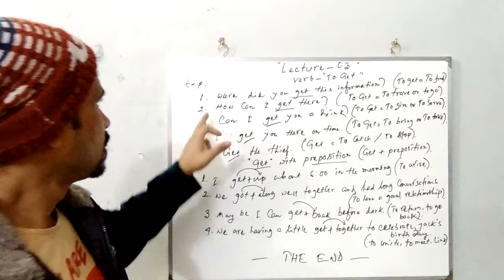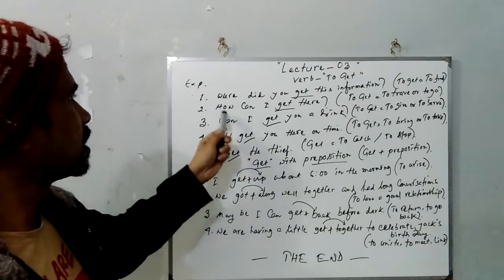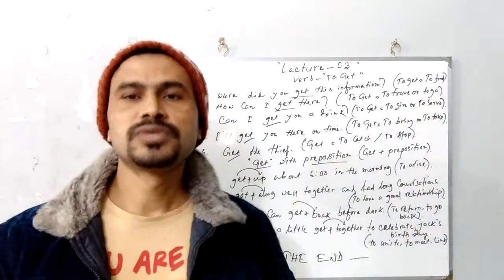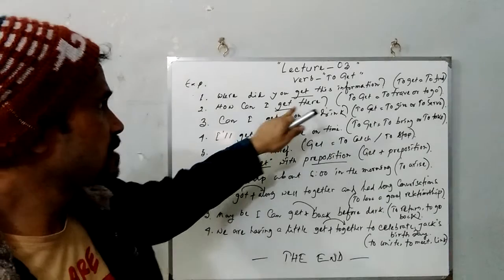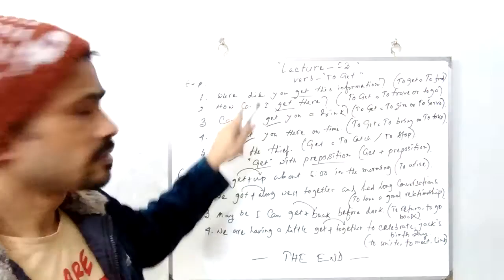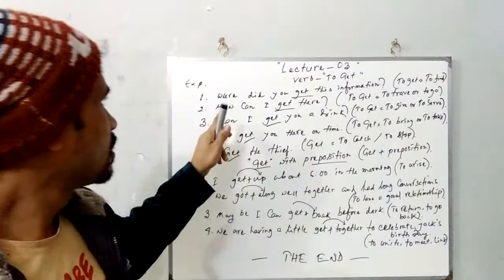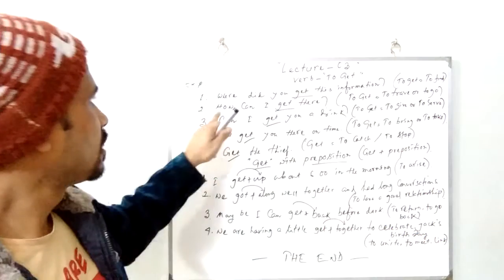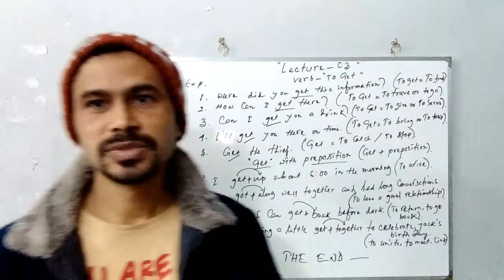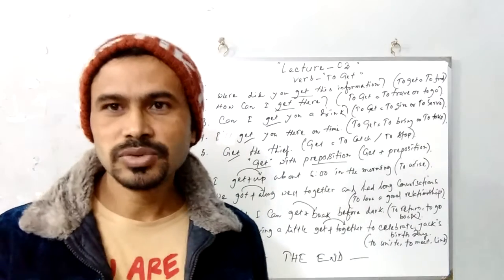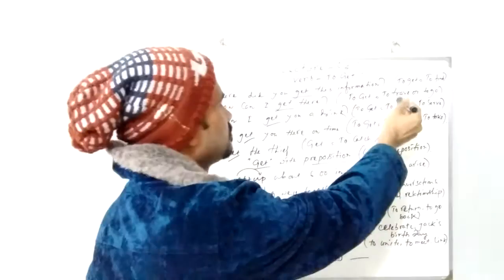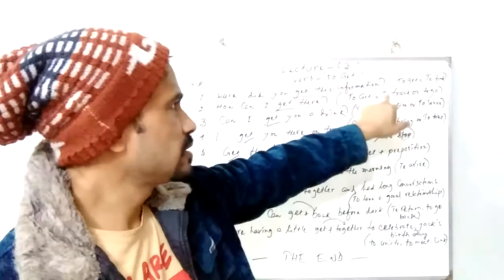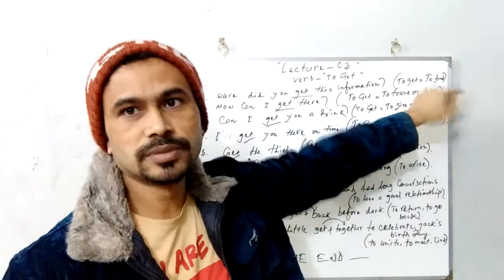Number two, how can I get there? Okay, how can I get there? This sentence means what? Instead of this sentence, okay, I can say, how can I travel there, or how can I go there? Okay, get is used here as travel, okay? So I write here for your better understanding, to get equals to travel or to go.